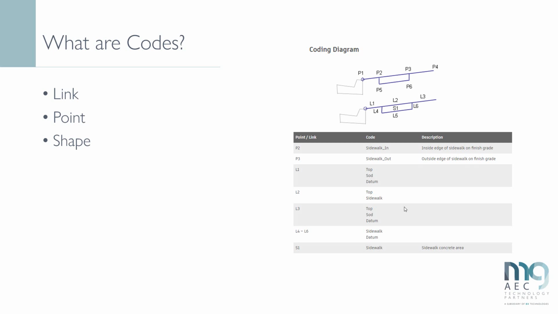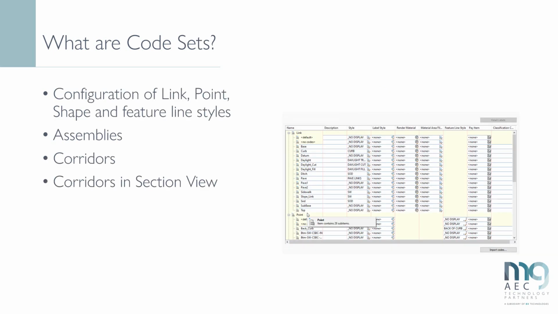Now the shape code is that S1 that you see, and we've only got one shape code on this particular subassembly, but there are many different configurations of these, and what we call a configuration of codes is what is called a code set.